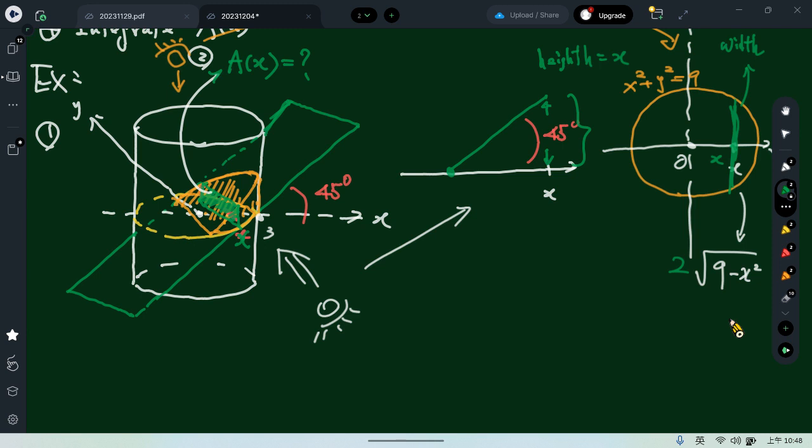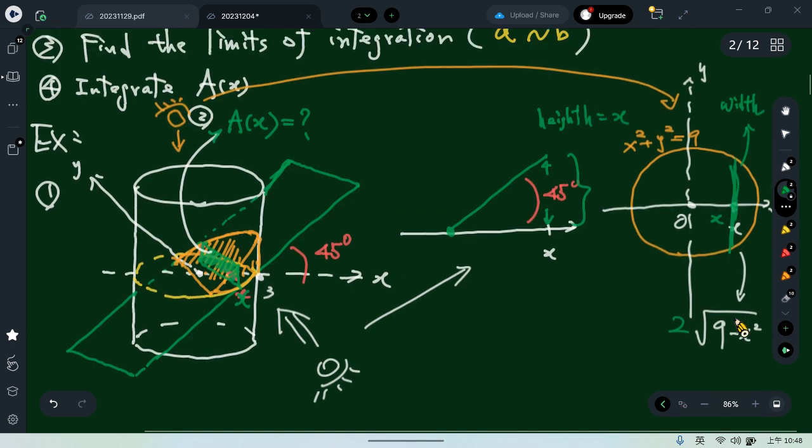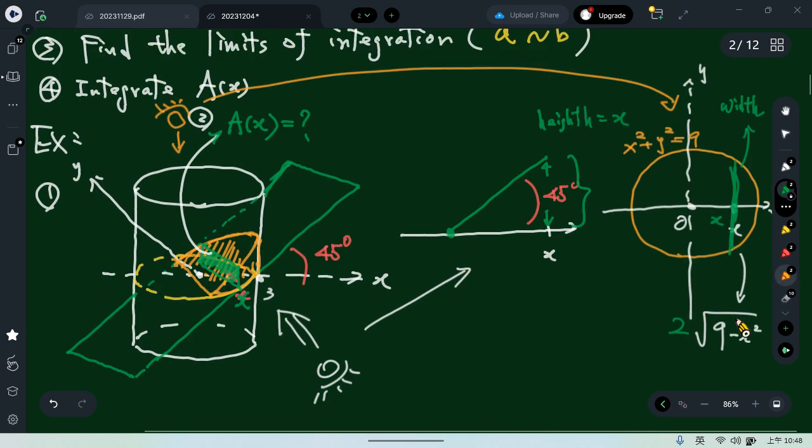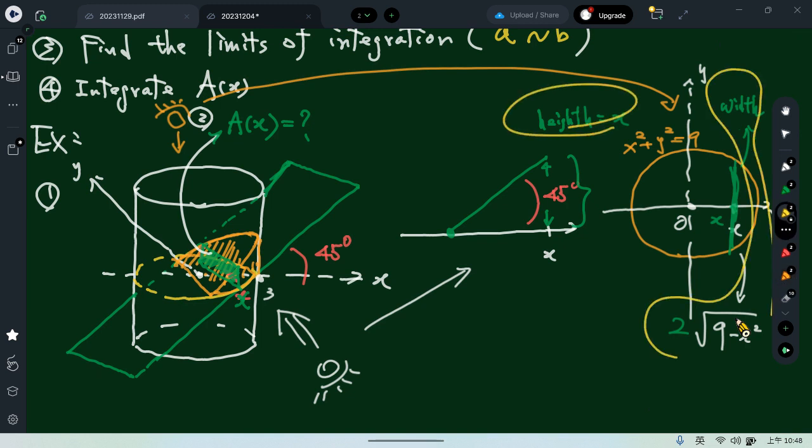So with this, and with this, we can get A of x is equal to x times 2 square root of 9 minus x squared.